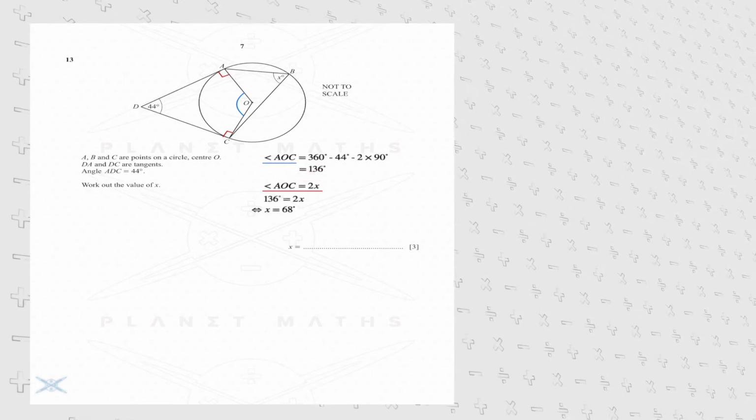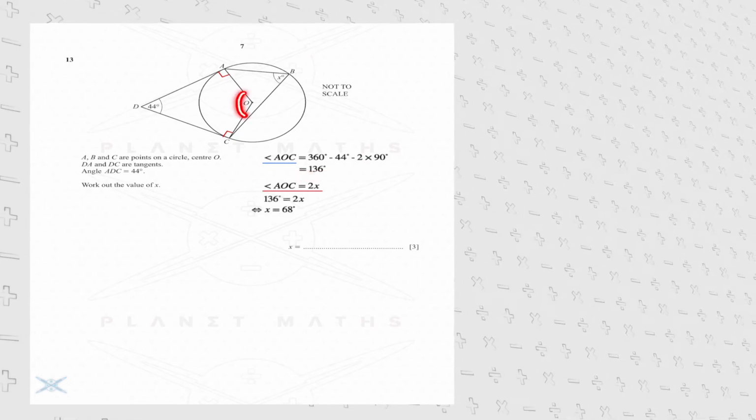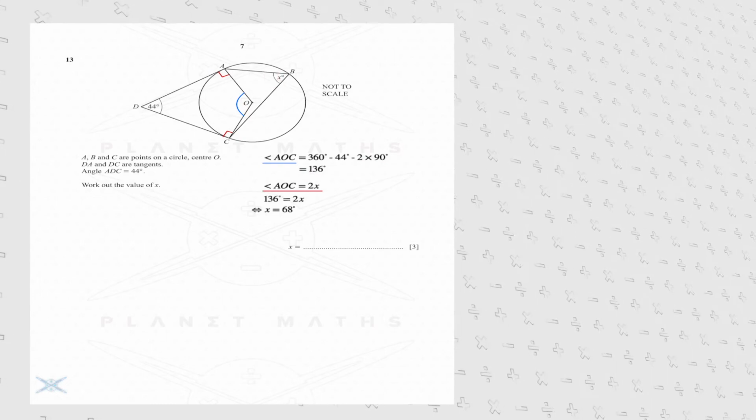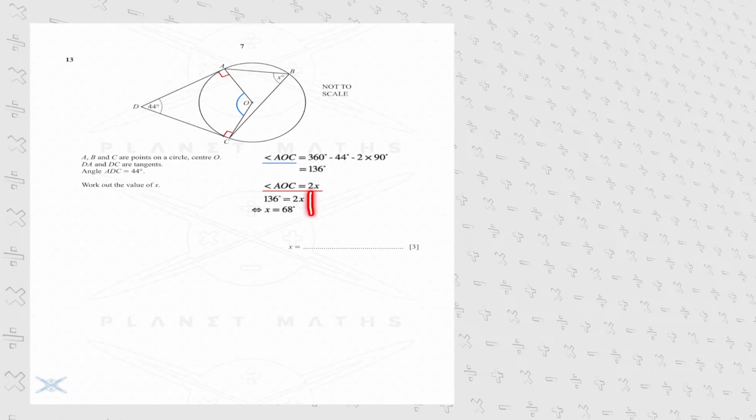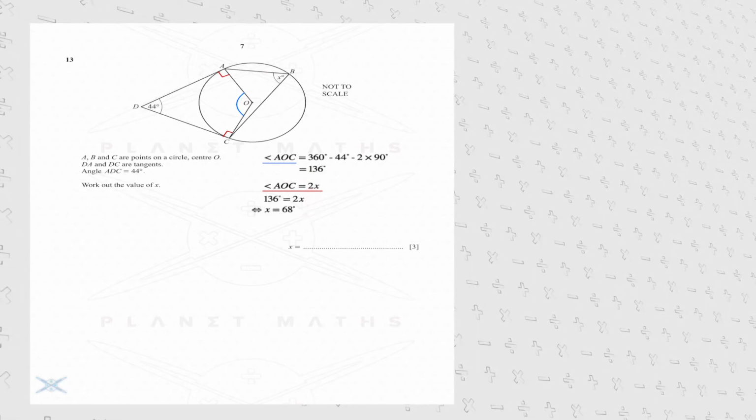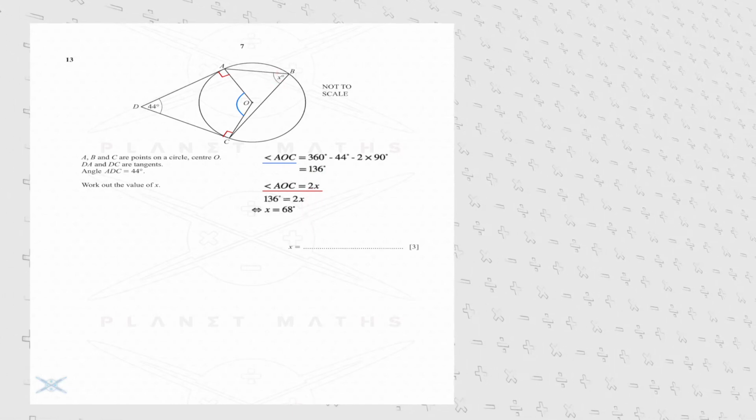According to the aforementioned circle theorem, the angle AOC is double the size of the angle x, so we will substitute angle AOC for 136 degrees and then rearrange this equation for x in order to determine the size of that particular angle, which is 68 degrees.